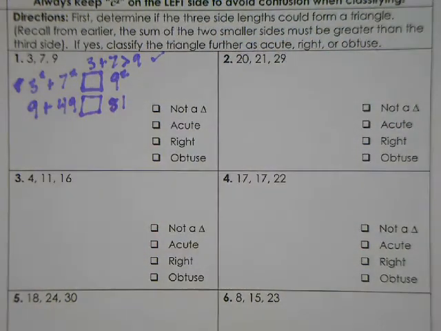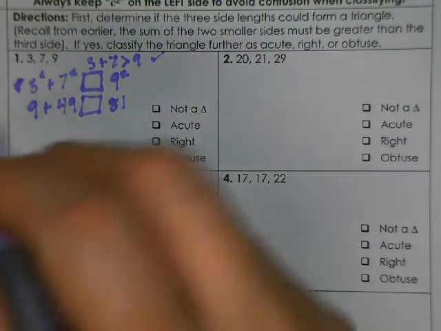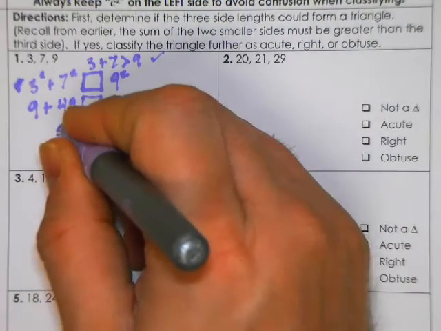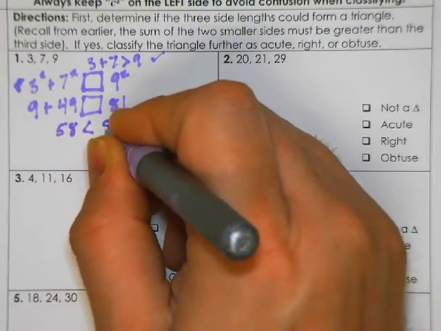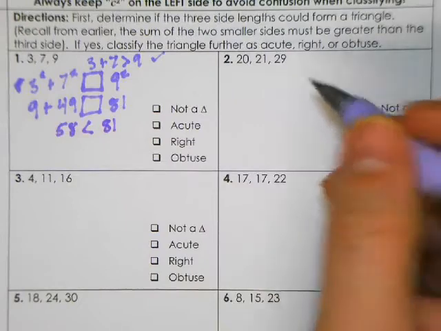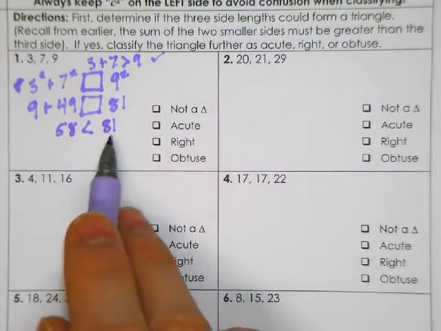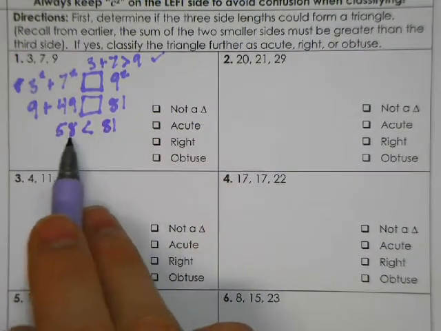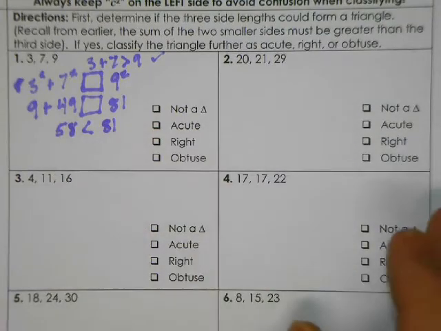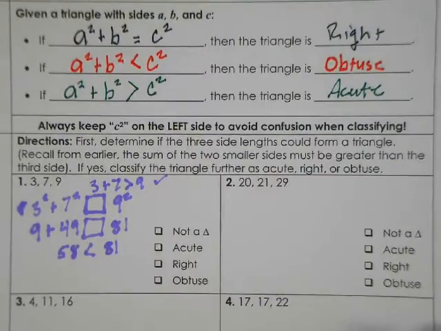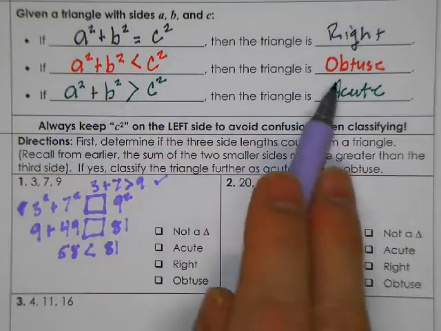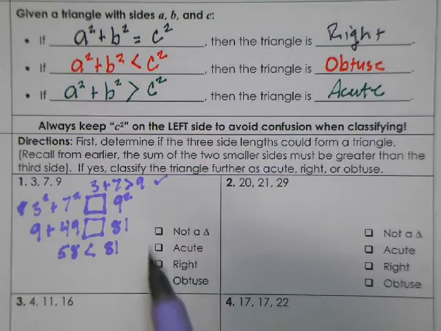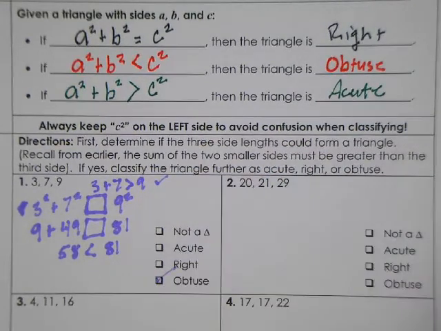So if you take the sum of the 2 sides, the 9 and the 49, that's going to give you a sum of 58, which is clearly less than 81. So what I'm looking at here is that the third side is greater than the sum of the 2 other sides. And according to what we're seeing here, if the third side is greater than the sum of the 2 other sides, then that allows me to say that this particular triangle is obtuse.